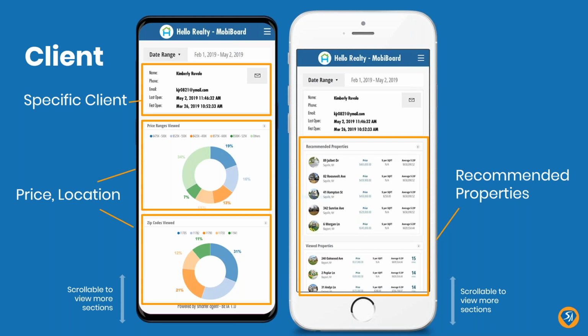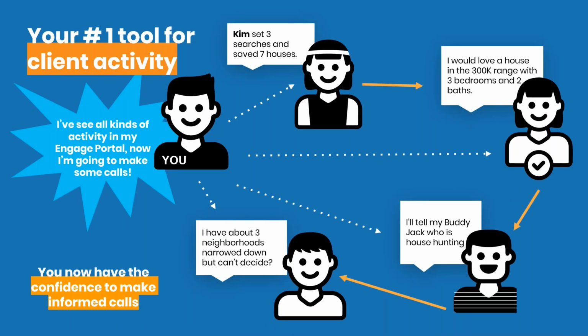But remember, all this is in real time. So what is today? I know we're all losing track of days. Today is Wednesday. So if we look at this on a Wednesday, we want to call Kimberly on a Wednesday. If we don't call Kimberly till Saturday, I guarantee you those 5 recommended properties are down under the viewed properties. So make sure you're coming in here often and checking this.